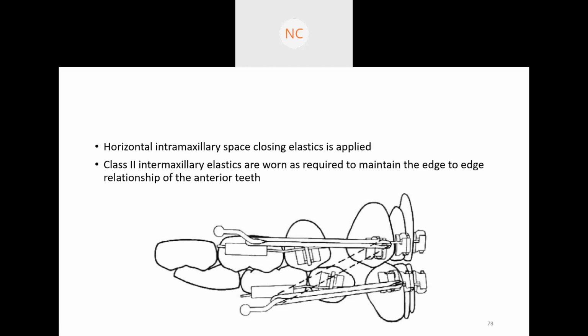And the horizontal intermaxillary elastics is applied in order to close the space. And in selected cases also the intermaxillary class 2 elastic can be used so that we can maintain the edge to edge relationship of the anterior teeth.